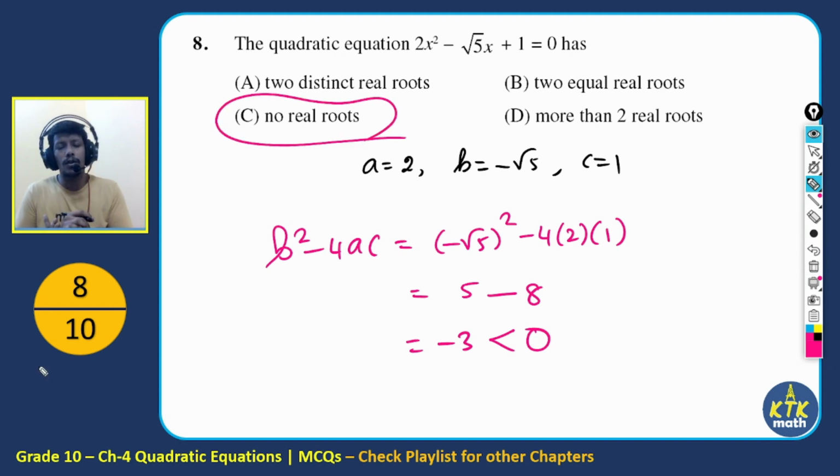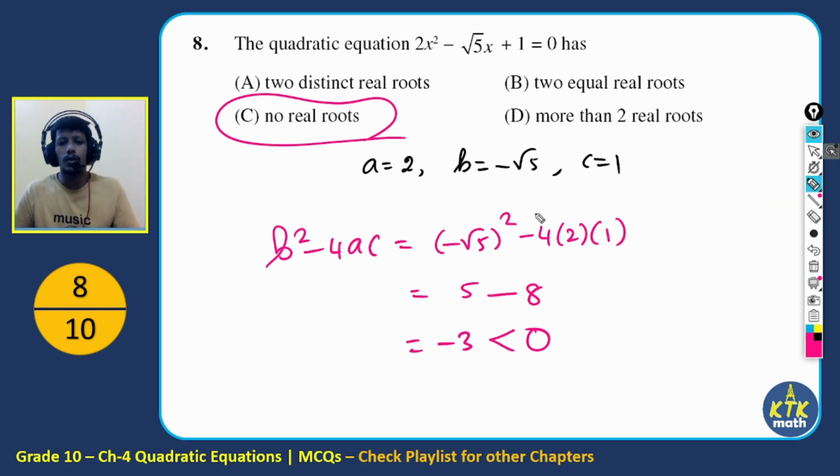We have conditions, no? Greater than 0 means it will have 2 distinct real roots. Equal to 0 means 2 equal roots. If it is negative, then it will have no real roots. No real roots means the roots are something imaginary that you will be learning only in the higher classes. Next, in grade 11 only it will be introduced. As of now, we can name it as no real roots.